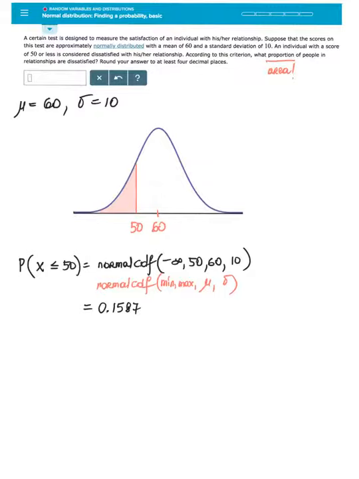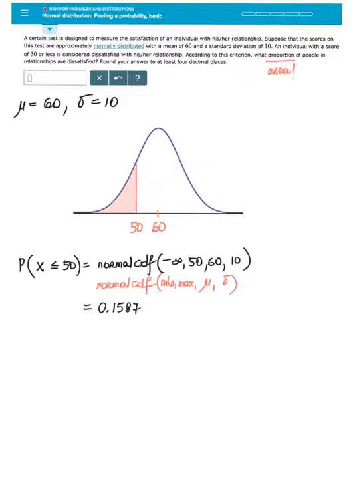A certain test is designed to measure the satisfaction of an individual with his or her relationship. Suppose that the scores on this test are approximately normally distributed with a mean of 60 and a standard deviation of 10. An individual with a score of 50 or less is considered dissatisfied with his or her relationship. According to this criterion, what proportion of people in the relationship are dissatisfied? Round your answer to at least 4 decimal places.